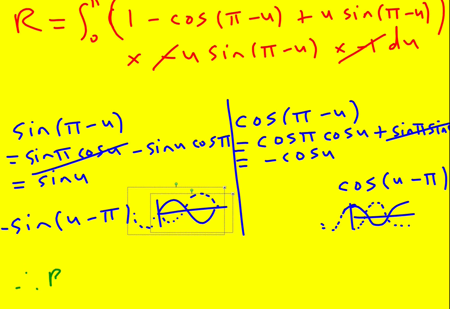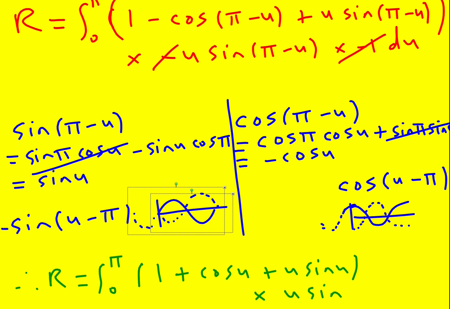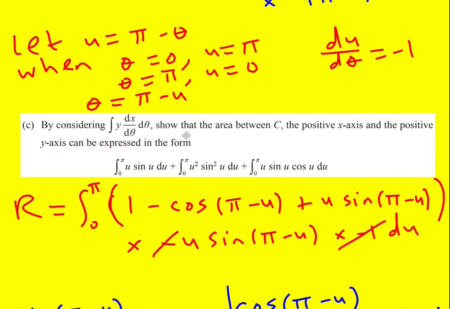Okay. Therefore, r is going to be the integral from 0 to pi of 1. Now remember, this is minus cos u, so it's going to become plus cos u plus u sine u. And then I'm going to be multiplying by u sine u and integrating with respect to u. Whew. We're nearly there.